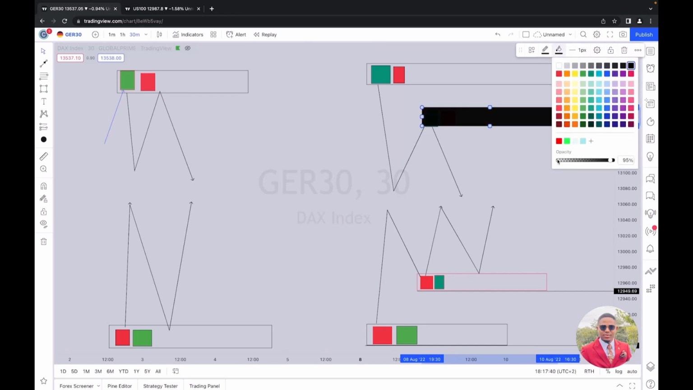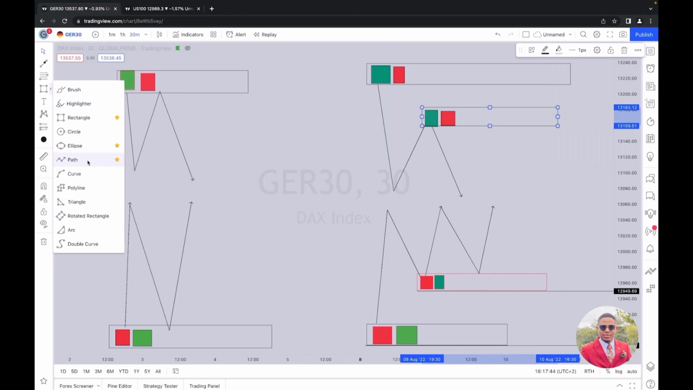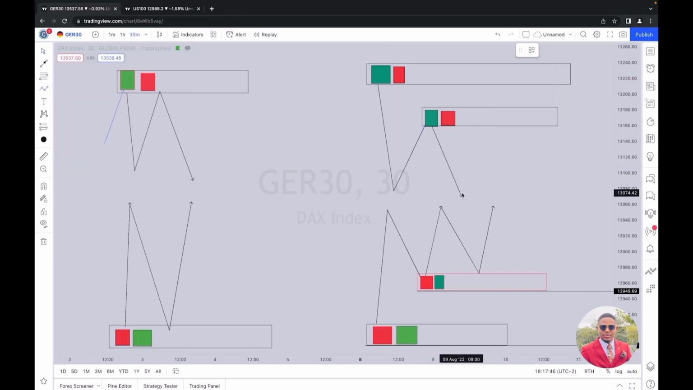Okay, then when price now comes here, it is going to hit this part. When it hits this part, it's going to sell. So this is how we draw order blocks, or identify order blocks, both for a buy and for a sell.